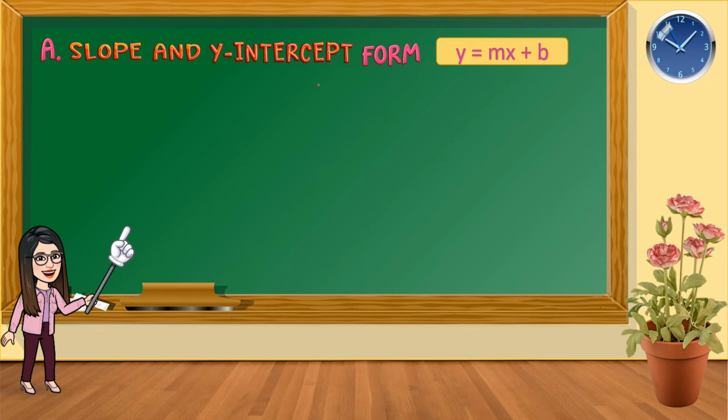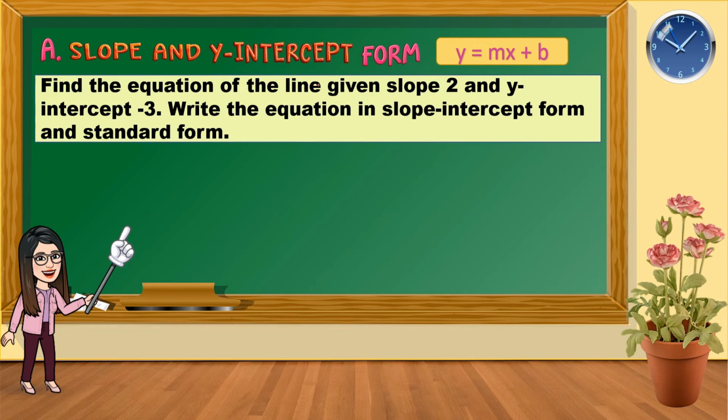Okay, so i-check nga natin itong problem na ito. Find the equation of the line given slope 2 and y-intercept negative 3. Write the equation in slope, intercept form, and standard form.